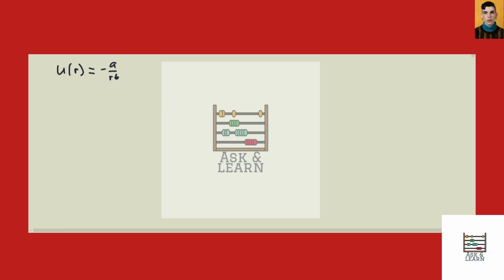And so our function is U of R, potential energy as a function of R, the distance between these two atoms in this molecule, and it's equal to minus A over R to the 6th plus B over R to the 12th.